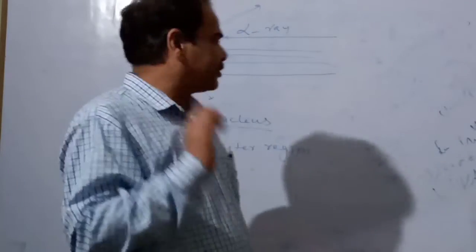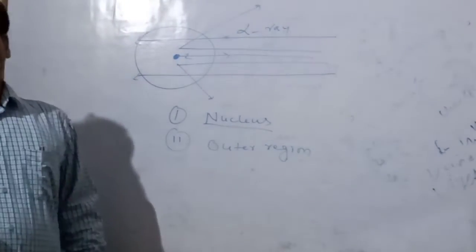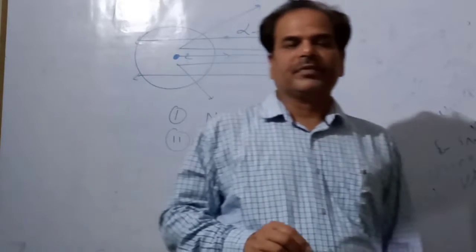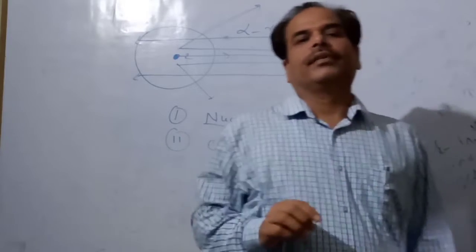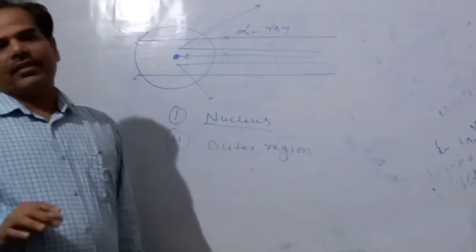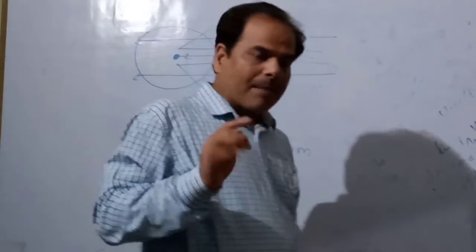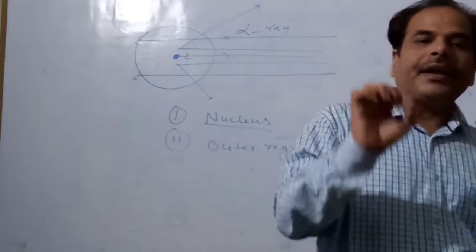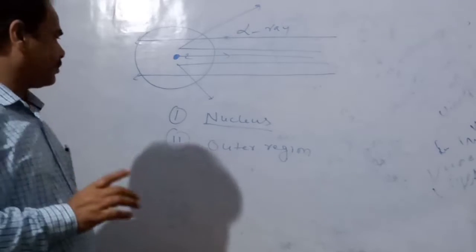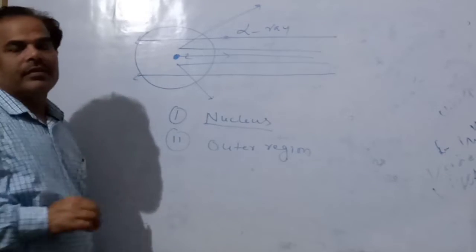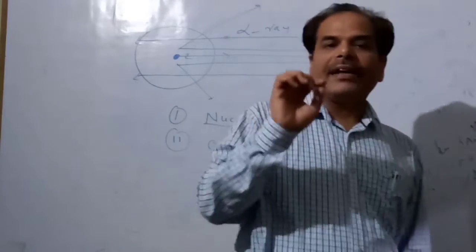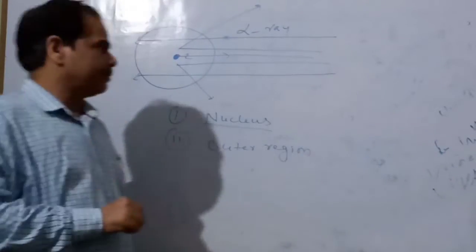Protons and neutrons are present in the nucleus. Approximately the whole mass of the atom is concentrated in the nucleus. It is approximately equal to 99.9% mass of the atom. The radius of the nucleus is 10 to the power minus 15 meter.